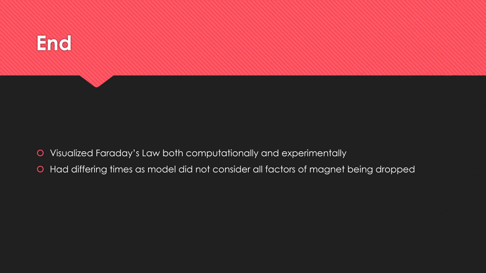To wrap up this lab, we visualized Faraday's law both computationally and experimentally. The computational model had differing times from the experimental data, as it did not account for certain factors like air resistance. Overall, I think that my model confirmed what I saw when corrected for the magnetic moment, but I would need to experiment further to determine what my exact value for the magnetic moment should be.